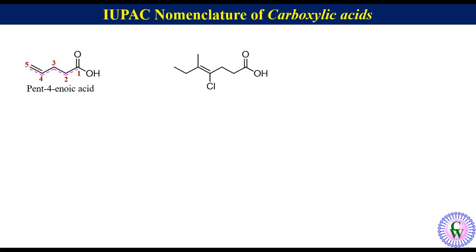In this example, this longest chain with 7 carbon atoms is the parent chain. Numbering will be 1, 2, 3, 4, 5, 6 and 7. Here we need to mention the configuration of alkene, which is Z.